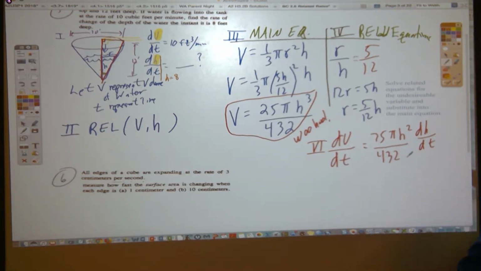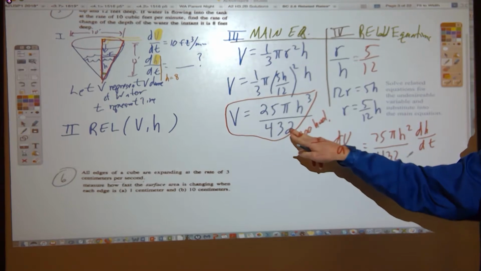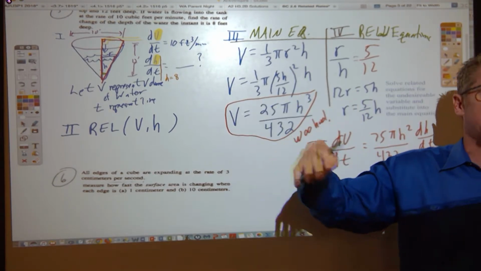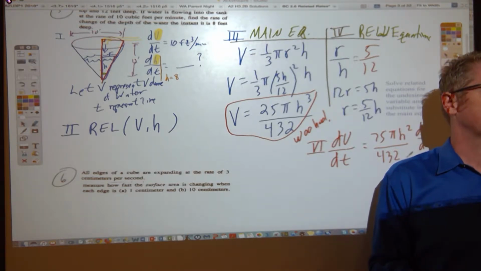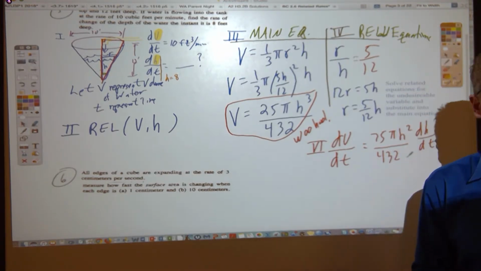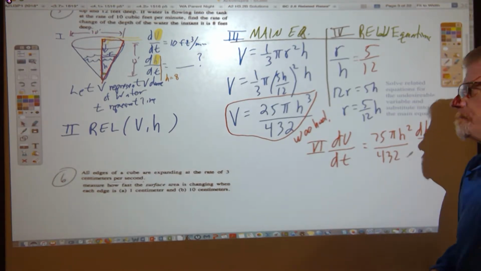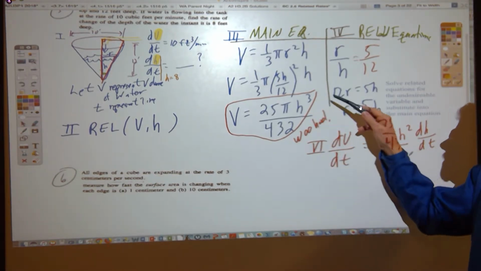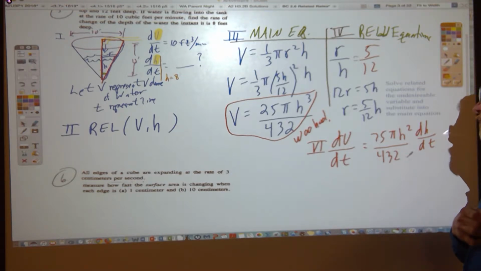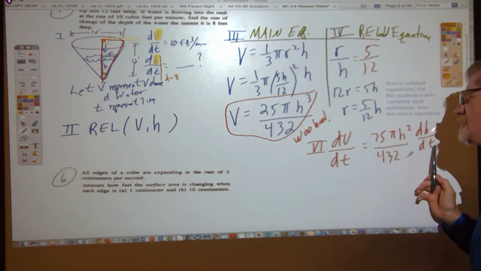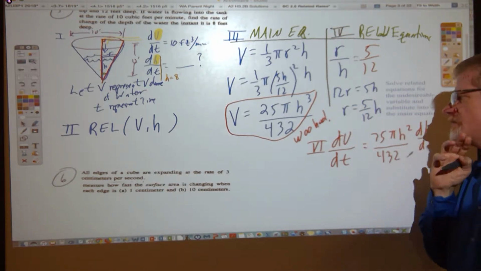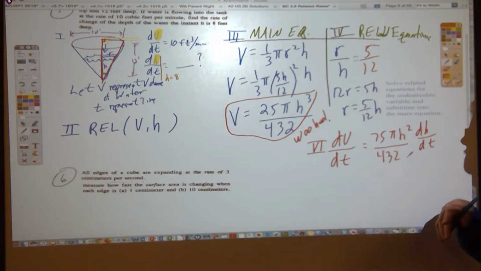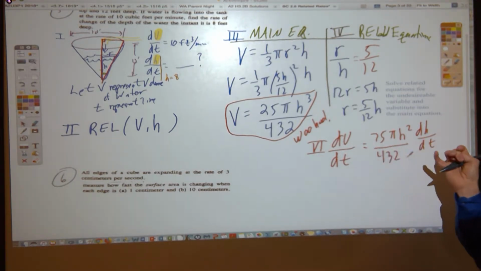Yeah. Keep in mind that 25 pi over 432 is a scalar multiple. It just comes out front. It's not affected at all by the differentiation process. Really, the only thing you're doing is taking the derivative of h cubed. The derivative of h cubed with respect to t is 3h squared dh/dt. So as long as you understand that, and then you're willing to multiply 3 times 25 to get 75, then you're in good shape. Are we okay then on finding Roman numeral 6?